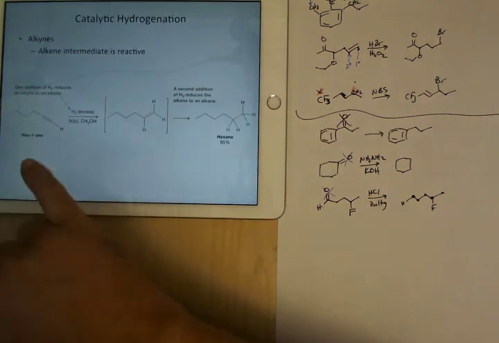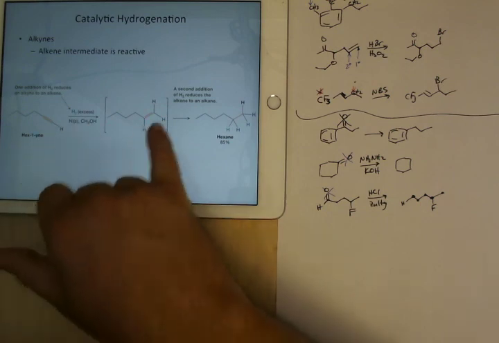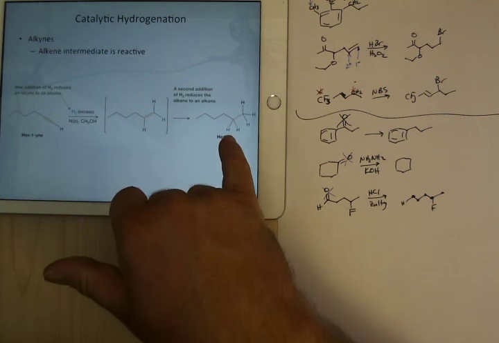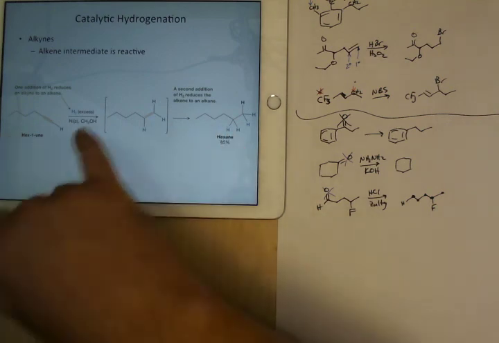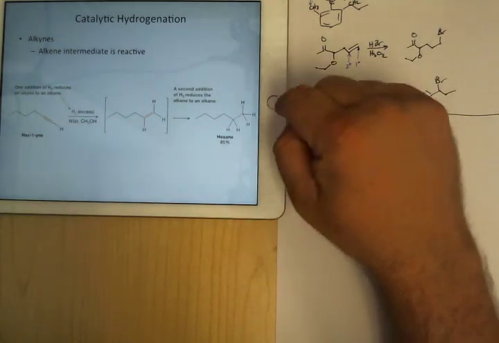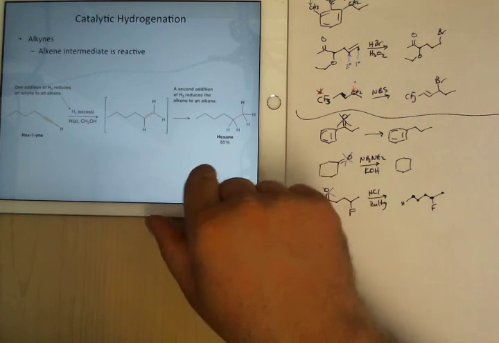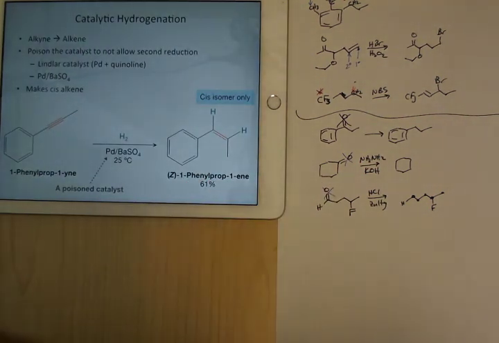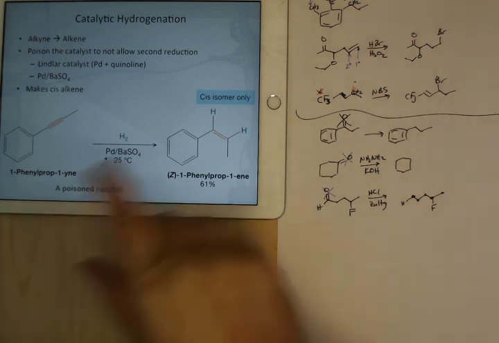Now, if you do this for alkynes, you convert this to the alkene. But this is still going to be reactive, so it's going to get converted down to the alkane. If you just do this regular reaction, Raney nickel in the presence of hydrogen, it's just going to go all the way to the alkane.